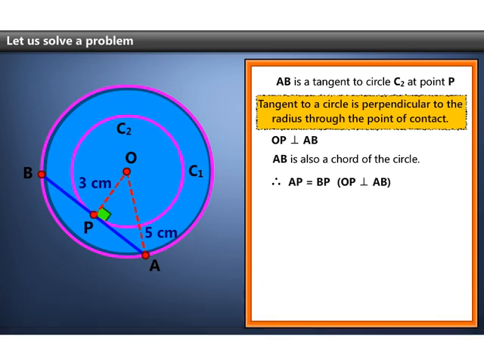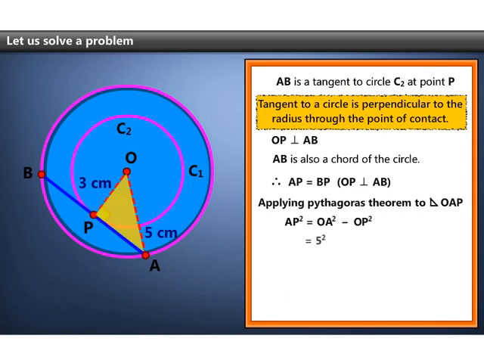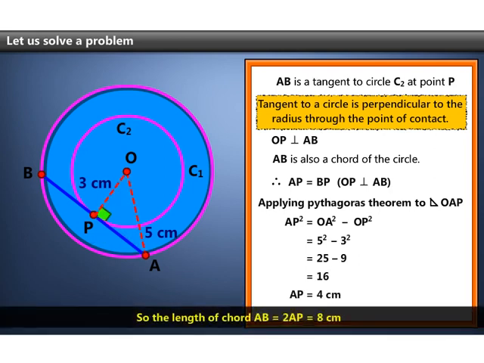The length of chord AB can be found by applying Pythagoras' theorem to triangle OAP. Substituting the known values and simplifying, we get the value of AP is equal to 4 centimeters. So, the length of chord is equal to 2AP, that is 8 centimeters.